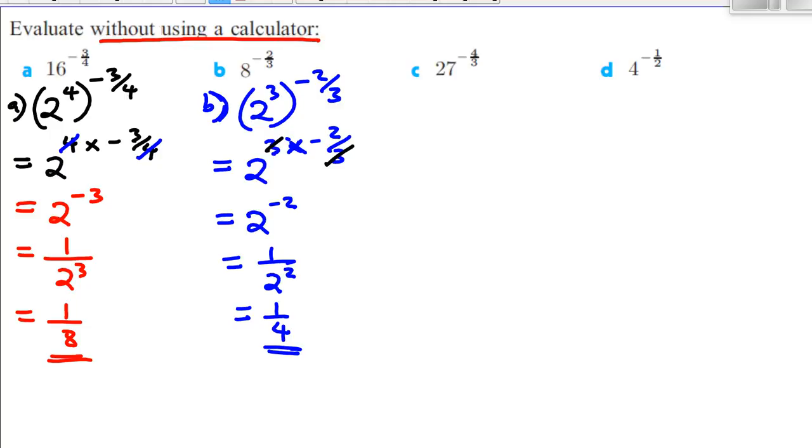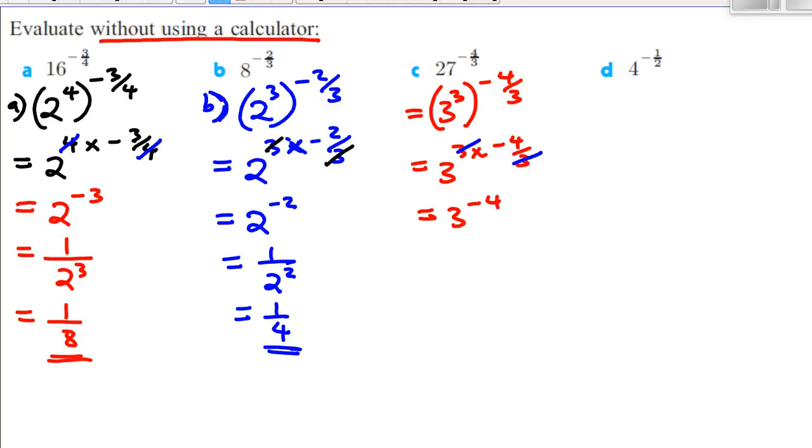Next question, you have 27 is 3 cubed. You can check that if you want. To the power of negative 4 over 3. So remember, the first thing is you need to express the base that you have as a power of a prime number. Remember, 3 is a prime number, 2 is a prime number. So that's the first step. And then what you're going to end up with here is 3 to the power of 3 multiplied by negative 4 over 3. Then we cancel these 3s. We'll end up with 3 to the power negative 4, which will be equal to 1 over 3 to the power 4, which is 1 over 81.